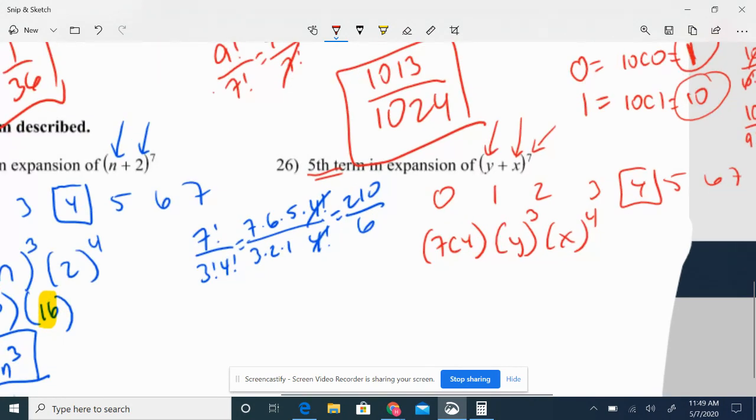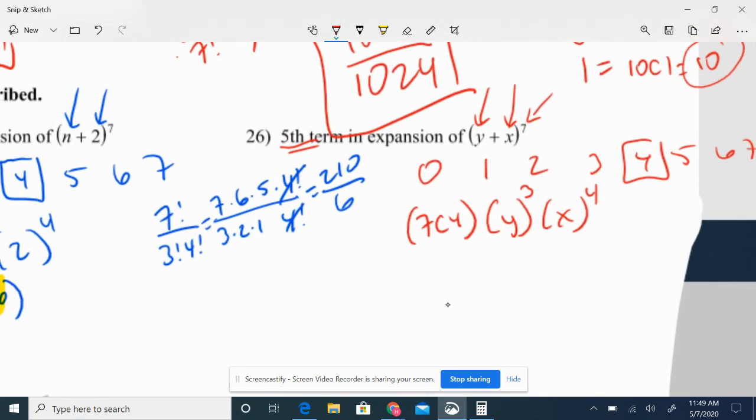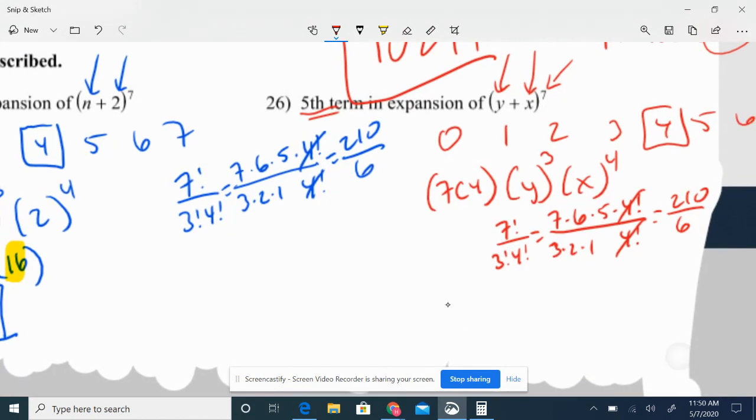What's 7 choose 4? Let's see. I have this as 7 factorial over 3 factorial, 4 factorial. 7 factorial is 7 times 6 times 5 times 4 factorial. I have a 4 factorial at the bottom. My 3 factorial is 3 times 2 times 1. 7 times 6 times 5 is 210. 3 times 2 times 1 is 6. 210 divided by 6 is 35. So for my first one, 7 choose 4, I have 35.